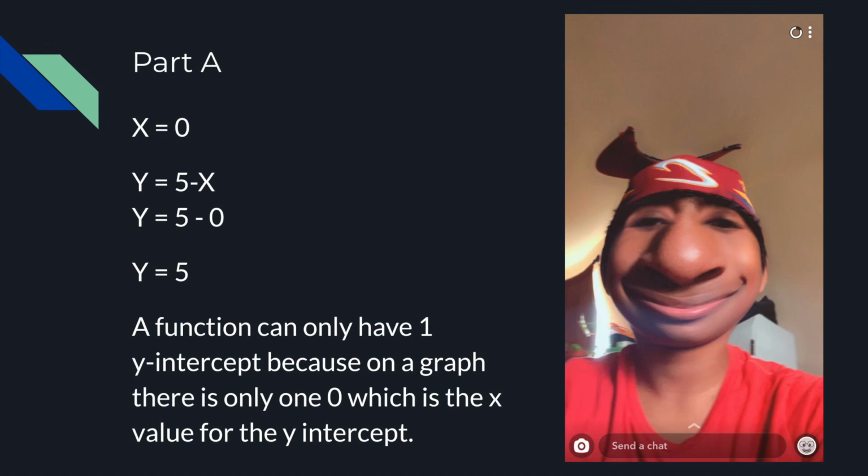Part A asks us to find the y-intercept of this function algebraically. The x value of the y-intercept is always 0, meaning that we use the formula y equals 5 minus x. You substitute in 0 and get a y-intercept of 5. Part A also asks why a function can only have one y-intercept. A function can only have one y-intercept because on a graph there is only one 0, which is the x value for the y-intercept.